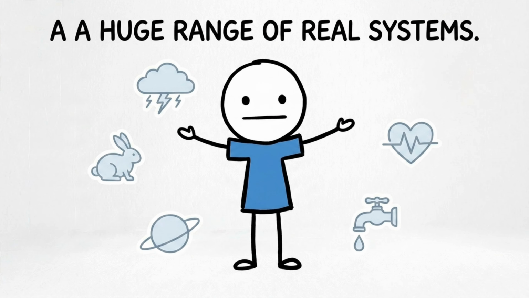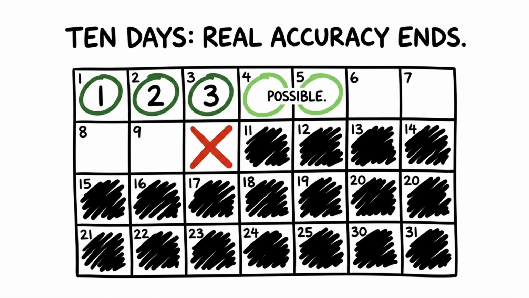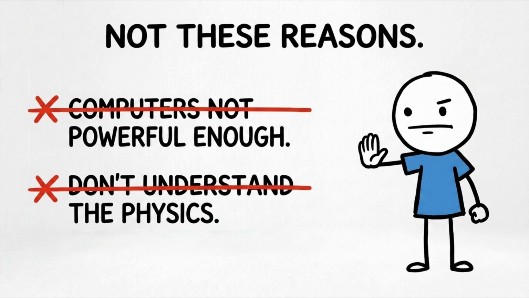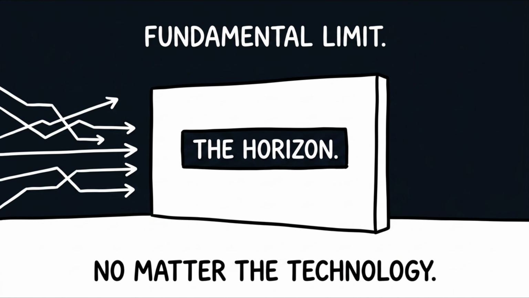This turned out to describe a huge range of real systems. Weather is the most famous example. Meteorologists can give you a reasonably accurate forecast for the next 3 days. 5 days is possible with effort. 10 days is where real accuracy ends. Not because the computers aren't powerful enough, not because we don't understand the physics, but because the atmosphere is a chaotic system, and tiny measurement errors grow fast enough to swamp any forecast beyond a certain horizon. That horizon exists no matter how good the technology gets. It's a fundamental limit, not a technical one.